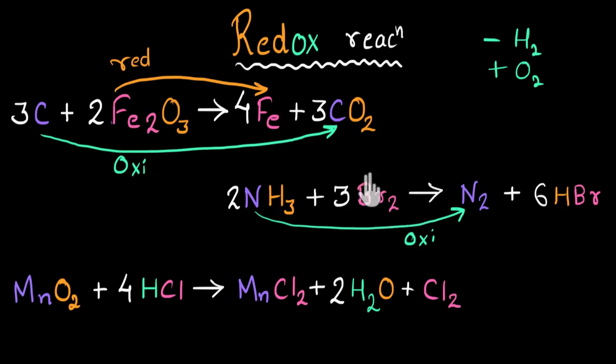Now if you focus on bromine, so see, bromine to begin with wasn't combined with anything. But after the reaction, you see, hydrogen is combined with bromine. Hydrogen gets added to bromine. So over here, since hydrogen gets added, this will be called reduction reaction. Bromine is going under reduction reaction. And since both are happening in the same reaction, we will call this a redox reaction.